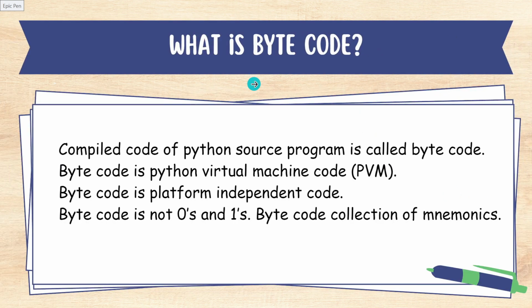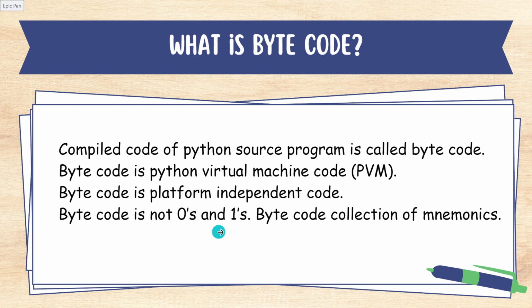So what is bytecode? The compiled code of a Python source program is called bytecode. Bytecode is Python virtual machine code, PVM code. Bytecode is platform independent code, meaning we can move our bytecode across different machines.